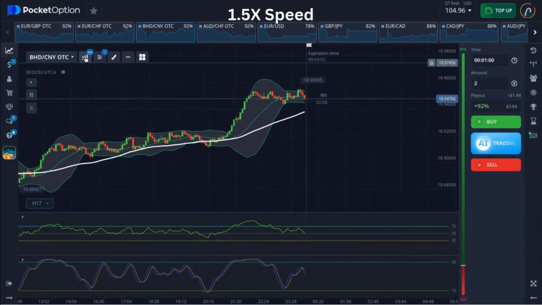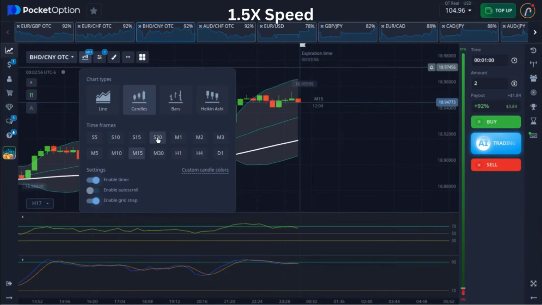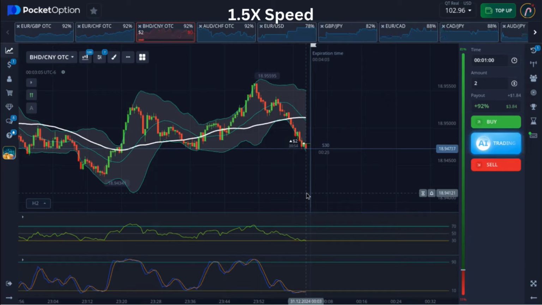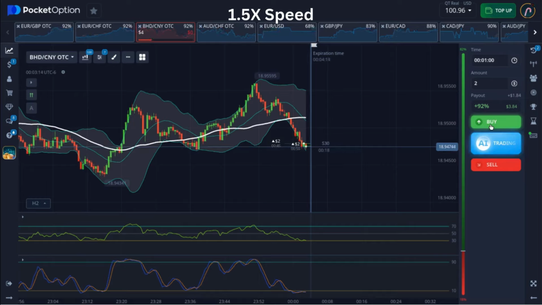To find a setup, look for strong levels of support and resistance on the 5-minute time frame. Then jump down to the 30-second time frame. When the stochastic is in the overbought or oversold, that is a good signal that we are coming back down or up. We also want to look at the Bollinger Bands to see if we have broken the outer limits. The more confluences we can find, the stronger the setup.